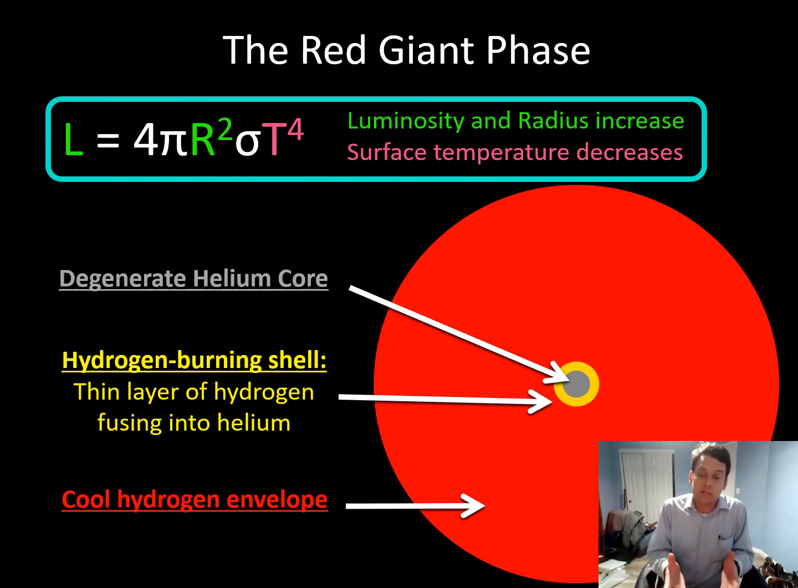And so for that reason, when you look at the HR diagram, red giants live up and to the right of the main sequence because they lie above the main sequence because the luminosity is higher than it is for a main sequence star of the same surface temperature.